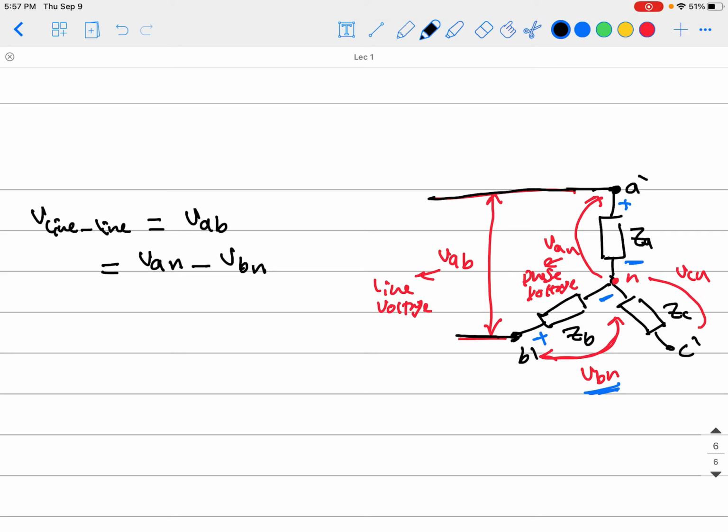So the line voltage here in the star connection or wye connection will be the difference between two consecutive phase voltages, which is VAN minus VBN, like you see here.